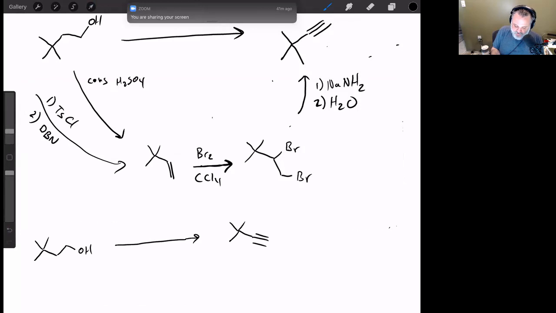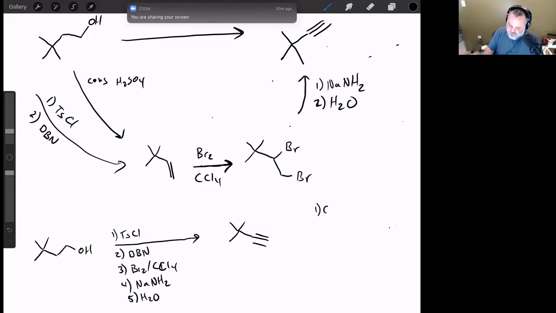I can list the steps like this. One solution would be TsCl, DBN, Br2 in carbon tetrachloride, sodium amide, and water. That's one set of solutions. The other set could be concentrated H2SO4, Br2, carbon tetrachloride, sodium amide, and water.